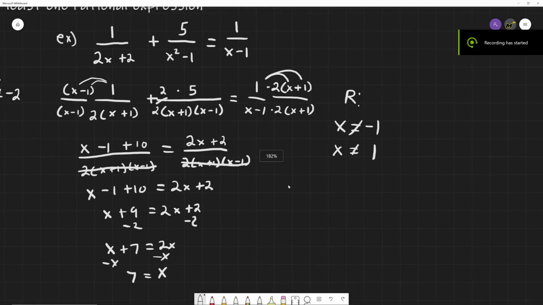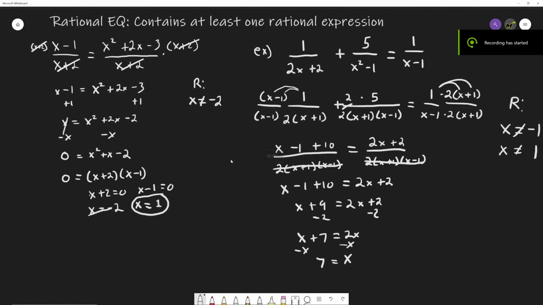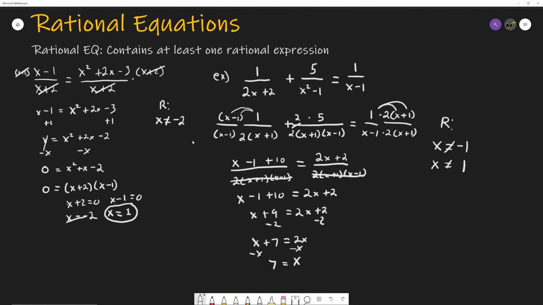So there you have it, 2 examples of rational equations. Let's zoom out and take a look at them both. I hope this helps. Good luck in your practice.